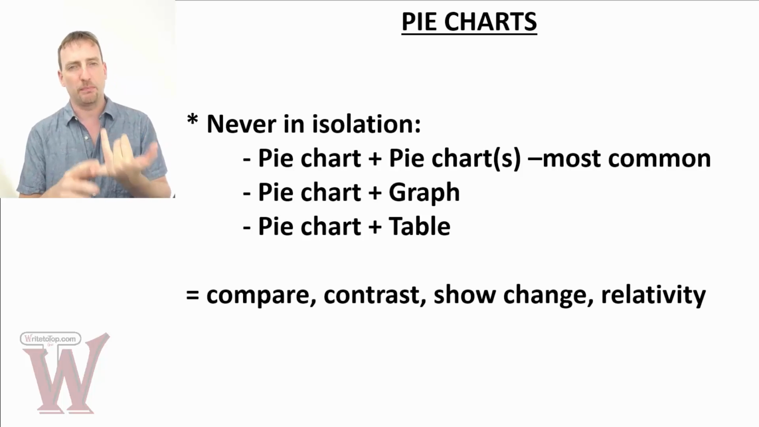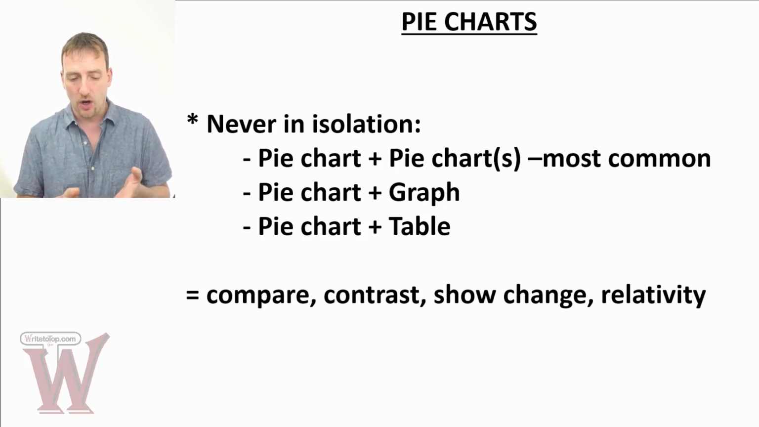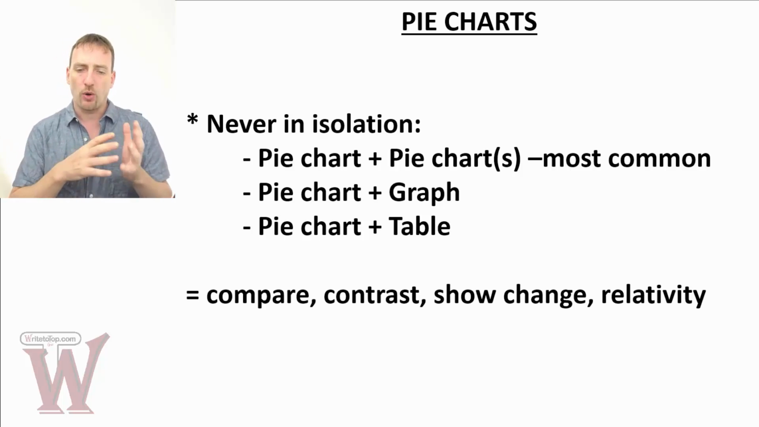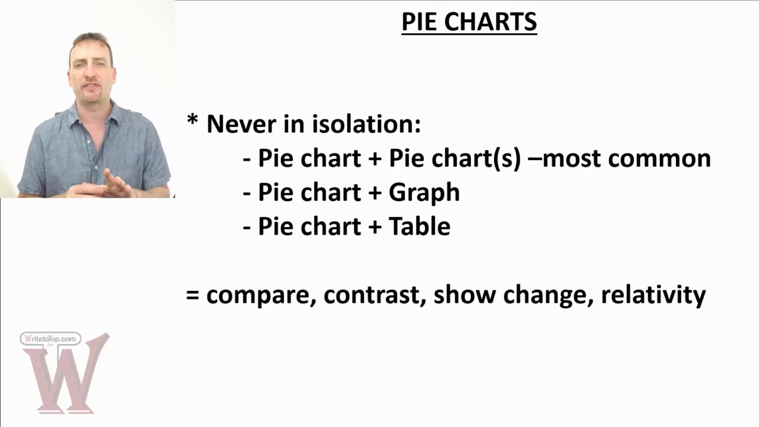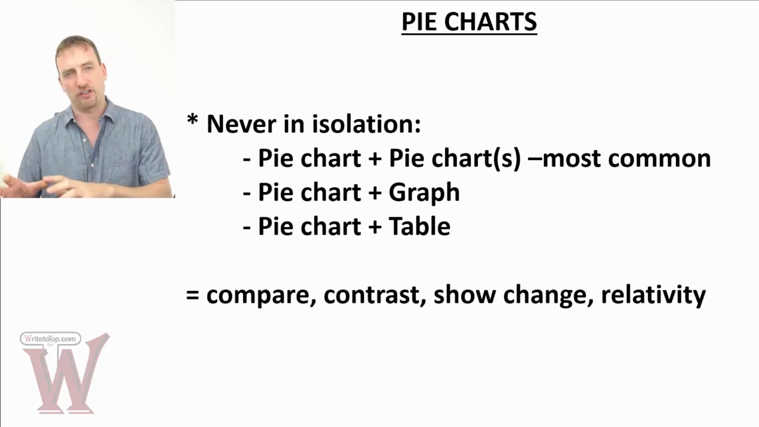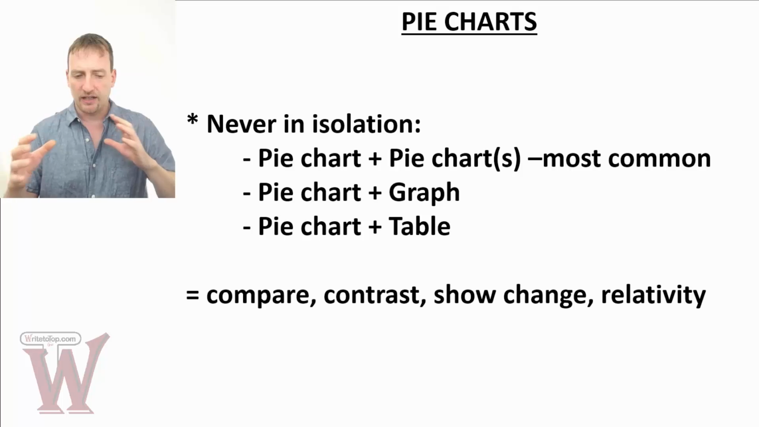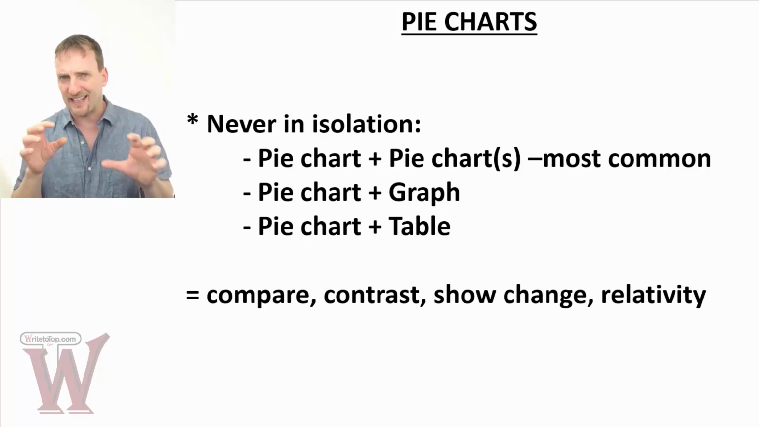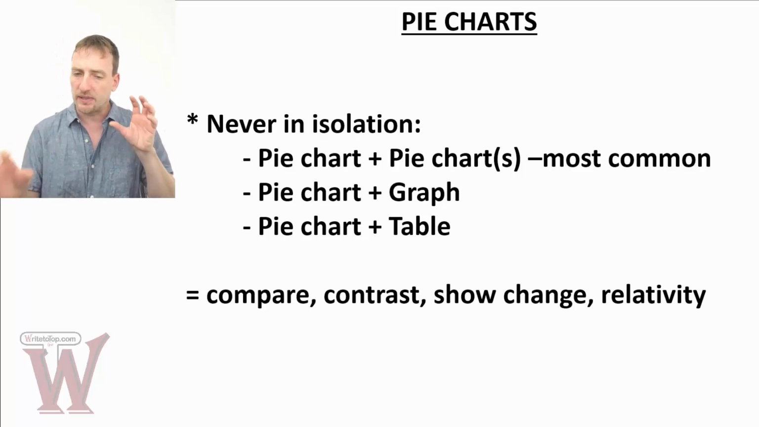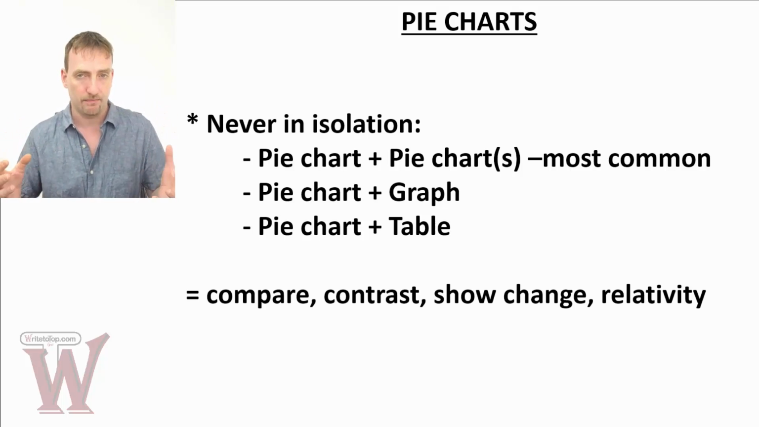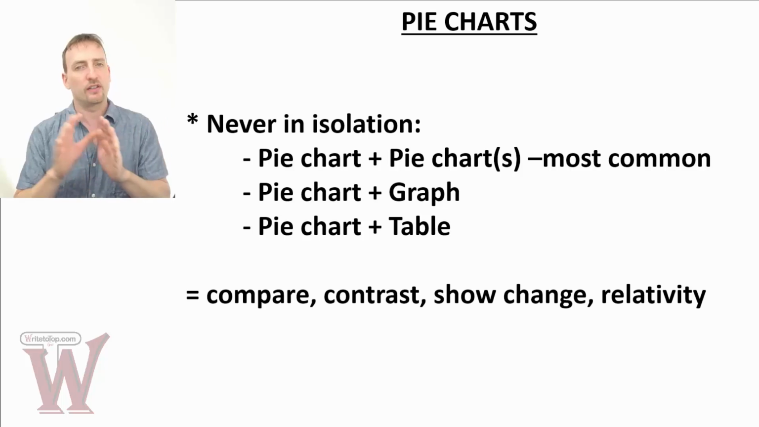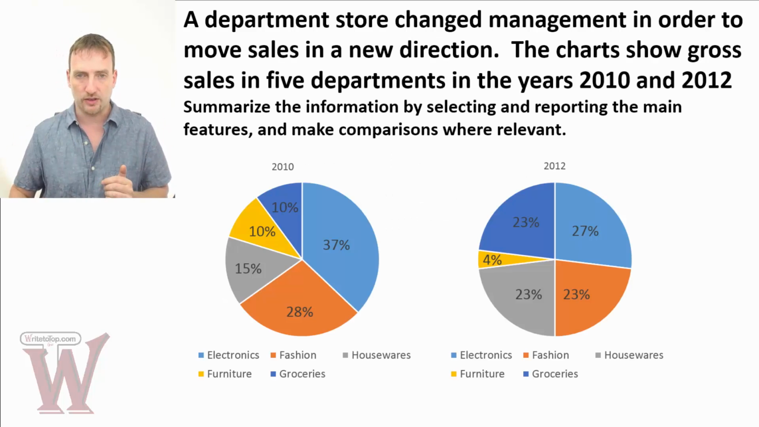And that means you're going to be comparing or contrasting or showing some sort of change, usually over time, or making some sort of relative connection, especially with the graphs and tables. A pie chart with a graph and a pie chart with a table, they're not always going to be the exact same kind of information, but they're going to want you to somehow relate the 2 pieces of data. Okay, so today I'm just going to look at 2 pie charts. Okay, let's look at those.